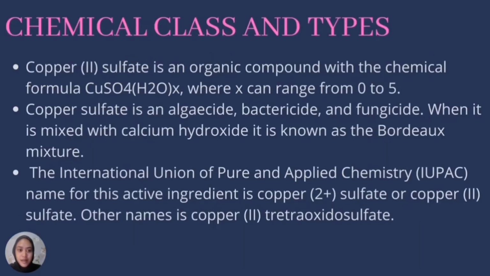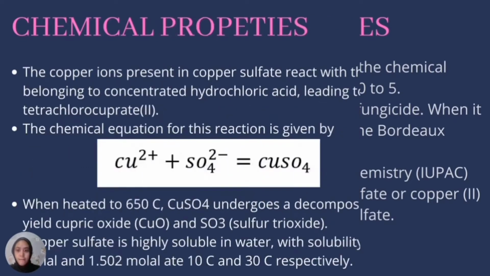So next is chemical class and types. Copper(II) sulfate is an inorganic compound with the chemical formula CuSO4·xH2O, where x can range from 0 to 5. Copper(II) sulfate is an algicide, bactericide, and fungicide. When it is mixed with calcium hydroxide, it is known as Bordeaux mixture. The International Union of Pure and Applied Chemistry (IUPAC) named the active ingredient copper(2+) sulfate or copper(II) sulfate. So the other name is copper(II) tetraoxosulfate.